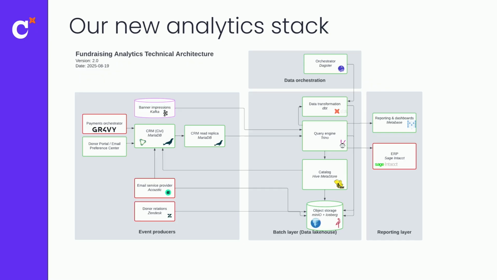So, this is the stack we ended up with. We're using open source Dagster for orchestration, Trino as our query engine, Metabase for our BI tool, MinIO for object storage, Iceberg as our table format, Hive Metastore as our Iceberg catalog, and dbt for transformation. Soon, I'll dive a bit deeper into Iceberg, Trino, and dbt.